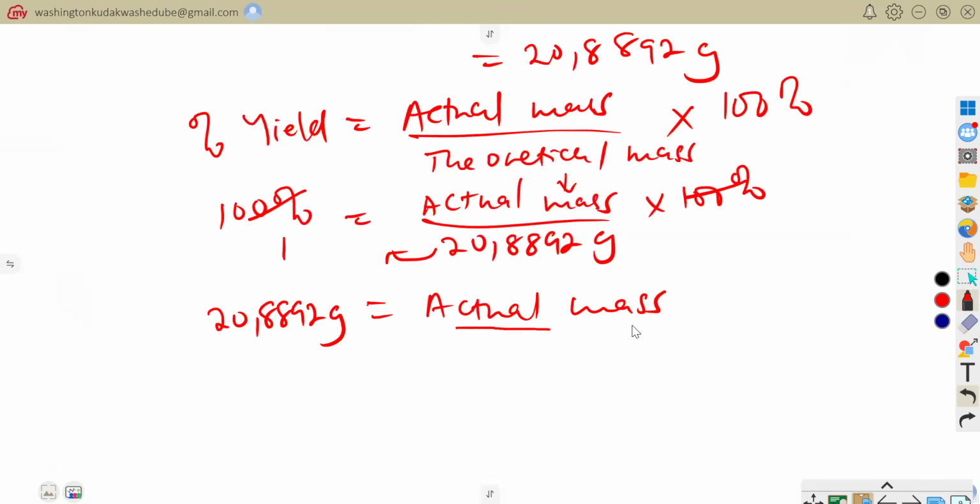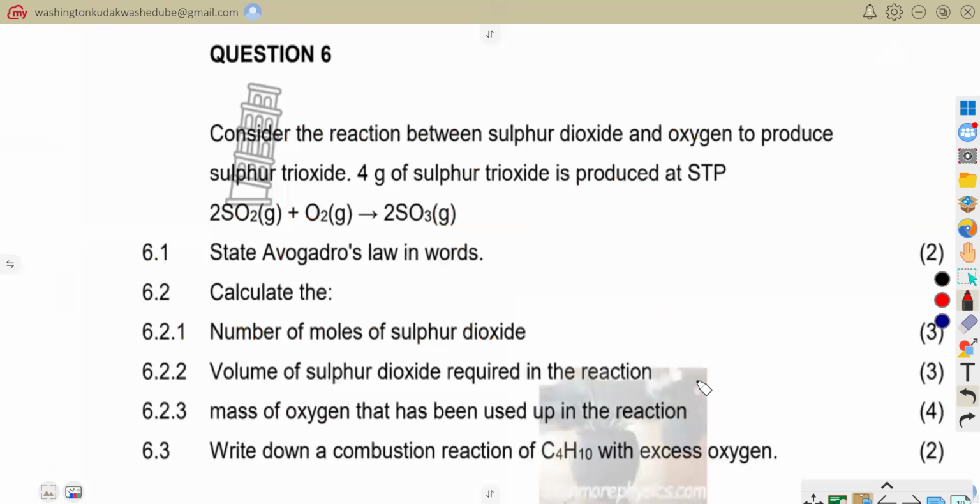So that was my actual mass of my magnesium phosphate that I would have produced. Now let's go to the following question. This was the last question for question number 5. Let's go to question number 6, and question number 6 is our last question for this question paper.